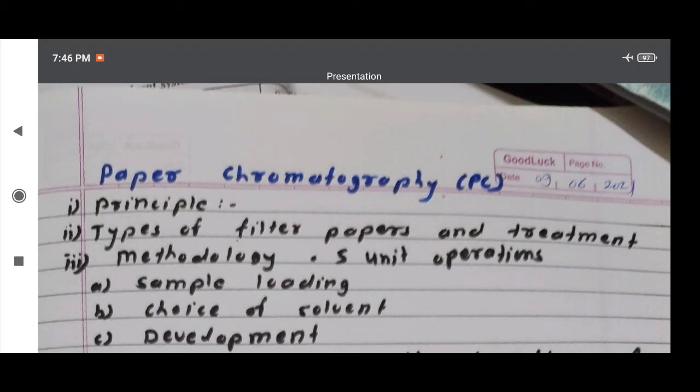The quality of separation and purity of sample depends much on quality of paper. Varieties of paper having slow, medium and fast running characters are available. Because of uniform flow rate, grain size and texture, Whatman paper number 1 is commonly used. Means Whatman paper number 1 is used for paper chromatography.